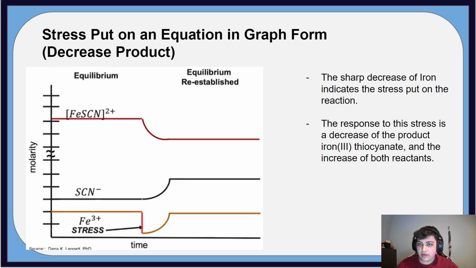In this graph, there is a decrease in product, and the sharp decrease of iron indicates the stress put on the reaction, and the response to this stress is a decrease of the product iron 3 thiocyanate and an increase of both of the reactants, and slowly returning and reestablishing equilibrium.